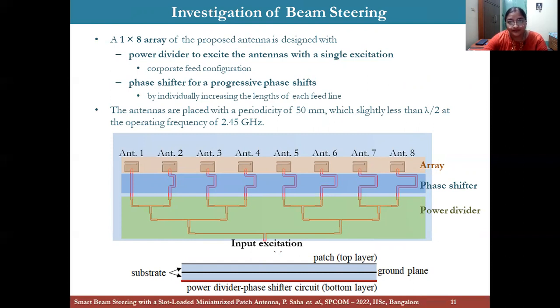The beam steering circuit is designed on a double layered FR4 substrate. The 1x8 antenna array is placed at the top layer of the substrate, and the power divider and phase shifter circuit is placed at the bottom layer of the substrate. A common ground plane is placed in the middle.